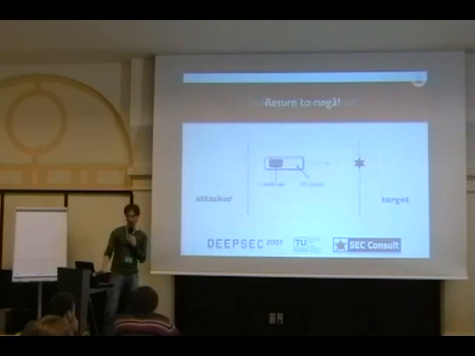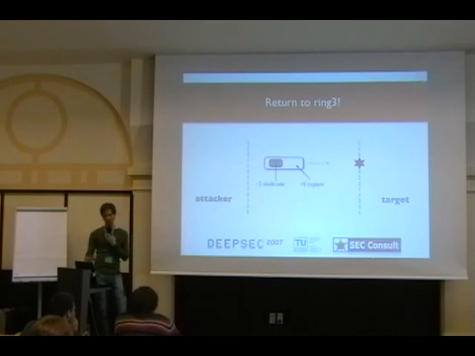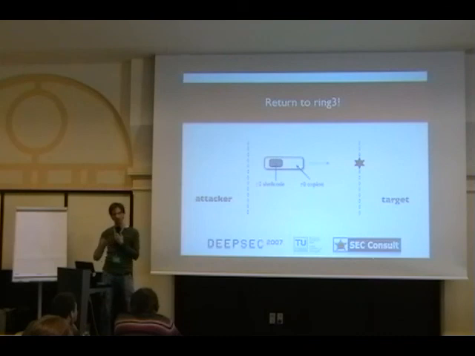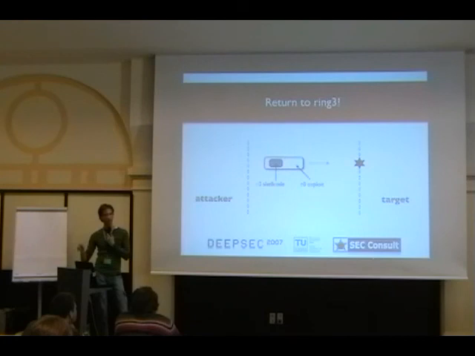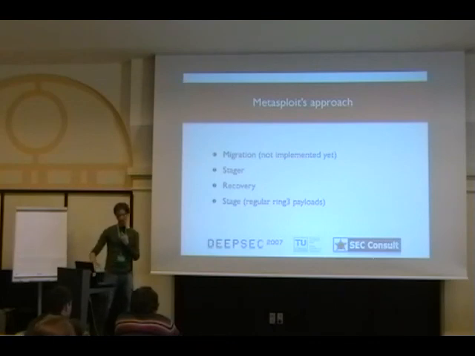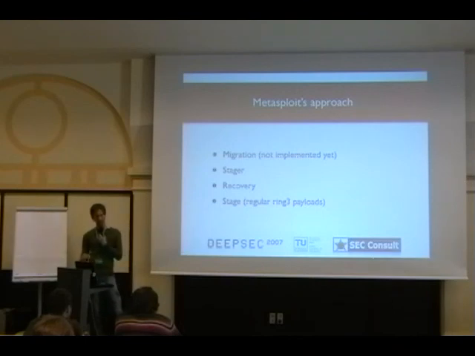So if you take this concept, you would like to have exploits that look something like this. You have the kernel mode exploit wrapped around a normal user space exploit that you can send to the target, and ultimately it will execute your user mode exploit with root privileges. And that's exactly the way Metasploit tries to handle Windows kernel mode exploits. It does this by dividing the exploit into these sections: migration, staging, recovery, and the stage. And this is basically what we saw on the previous slide.